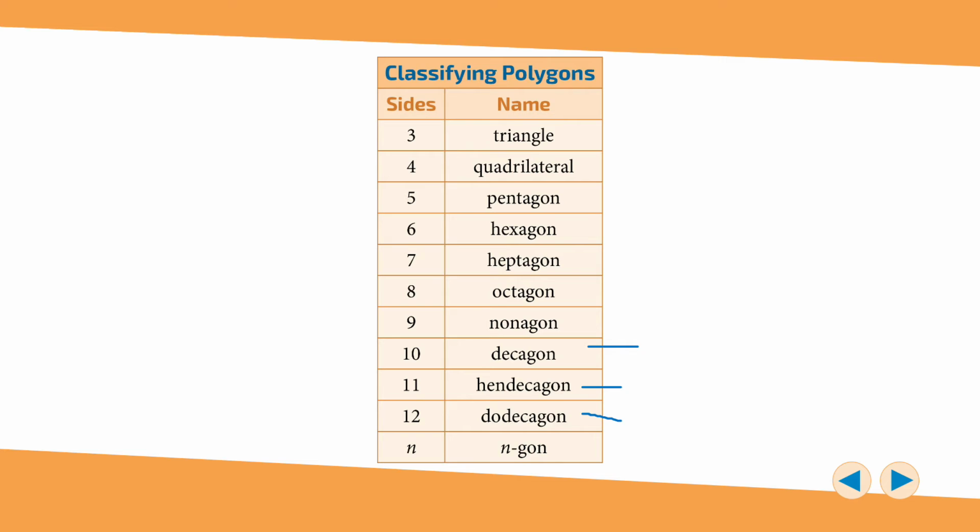And then dodeca, I mean, if you guys know your prefixes, we know that this is 10, this is 9, and this is 8, 7, 6, 5, and quad is 4. Okay, the ones that you may not know were the hendecagon and the dodecagon.